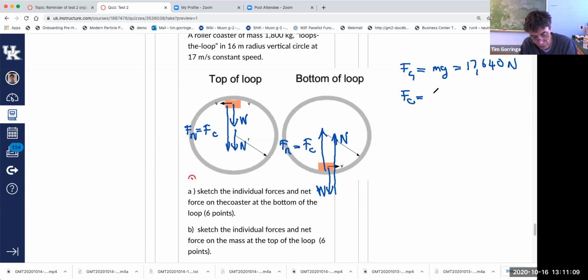For the centripetal force, that's mv squared over r, where v is the speed and r is the radius of the circular motion. And I know the v and the r, they are 17 meters per second and 16 meters, and I plug those in. I won't write out all the numbers. That came out to be 32,515 newtons.